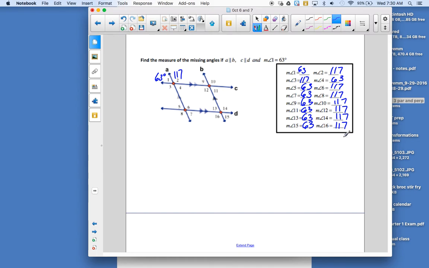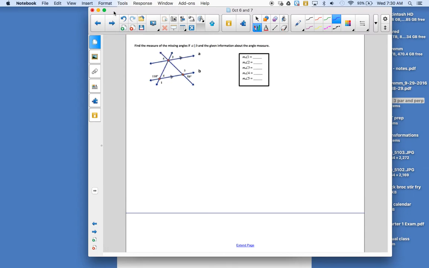All of these angles, 16 angles, come down to 2 different numbers. Just 2 numbers. Okay, let's try one more here. Let's see what we have.